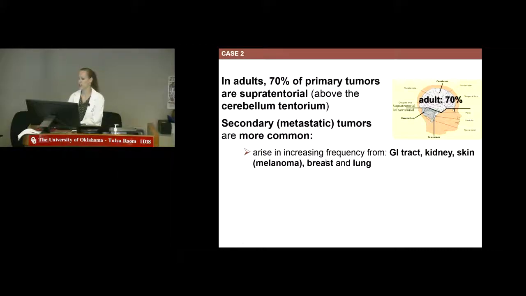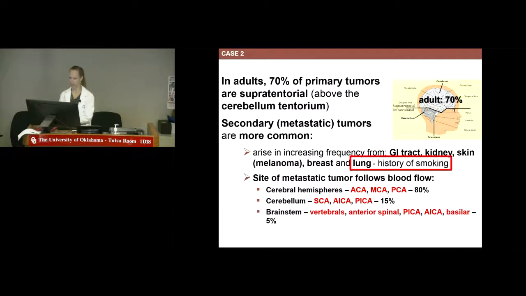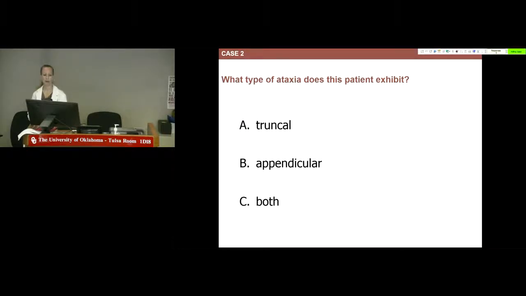So in adults, this is kind of the order. This is nothing you need to memorize at all. This is just for your information. But the site of a metastatic tumor is going to follow the blood flow, which kind of makes sense. So this guy, he had a history of smoking, and we can get a metastasis to the cerebellum. So this is just some information about how this pathology works.